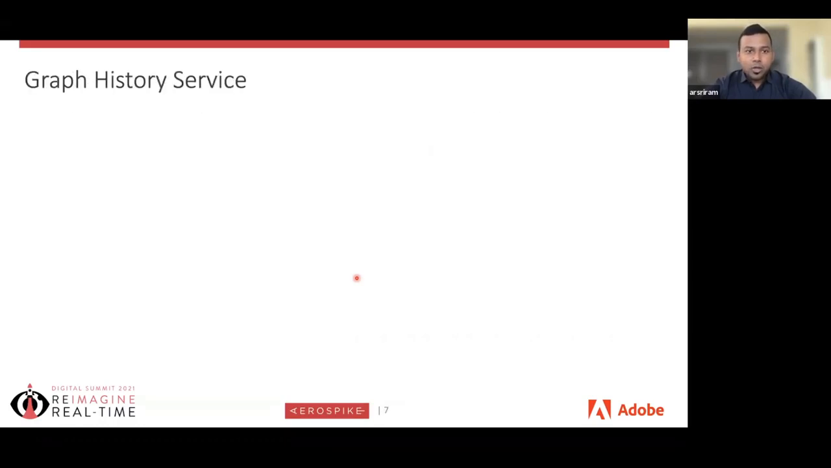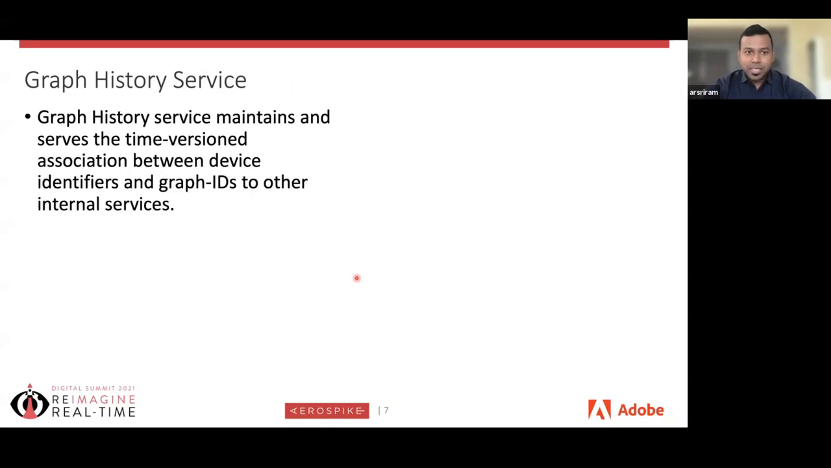There are two services that were migrated to Aerospike. I'll briefly cover the requirements for both these services. The first service is called the Graph History Service. This service maintains a time-versioned association between device identifiers and the graph IDs that we just discussed. These associations are stored and served to internal services, and they power experiences like customer journey.